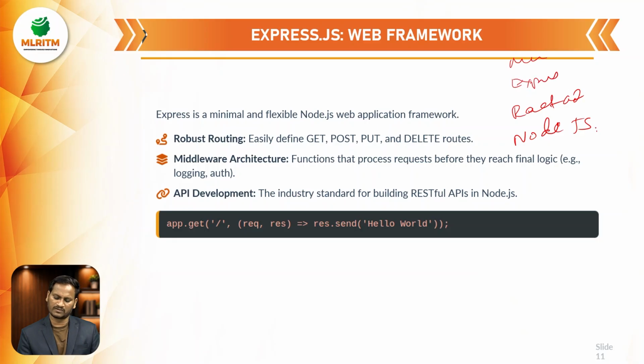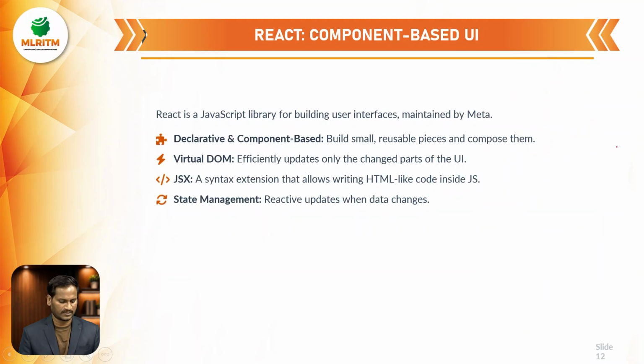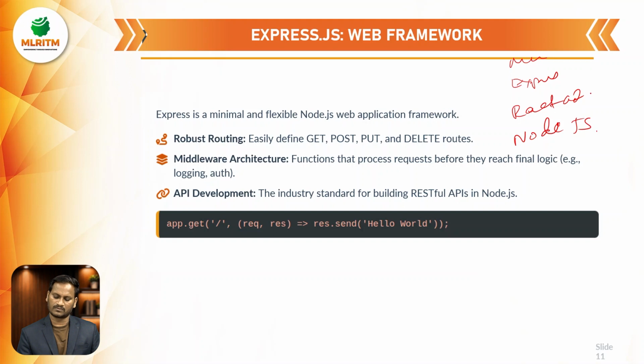Node.js is a runtime environment. If we want to run and build the logic here, we need some libraries. If you want to execute this, we need some frameworks. So it is a one by one connection. Express is a minimal and flexible Node.js web application framework. The features of Express are robust routing, middleware architecture, and API development. These are the three features of Express.